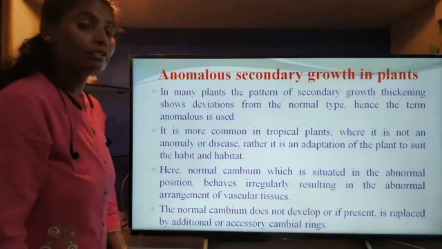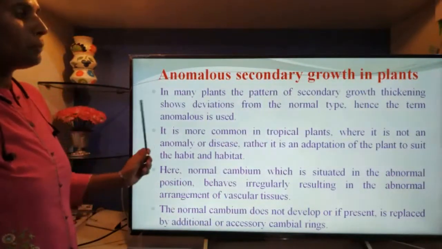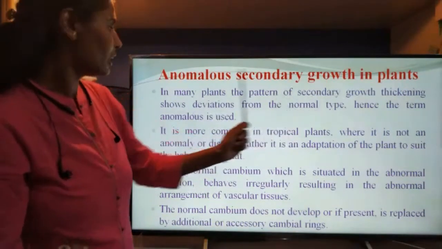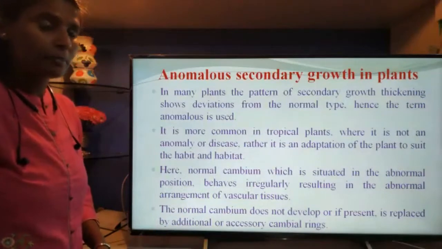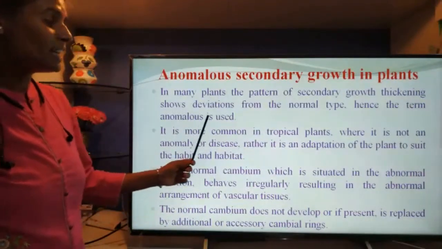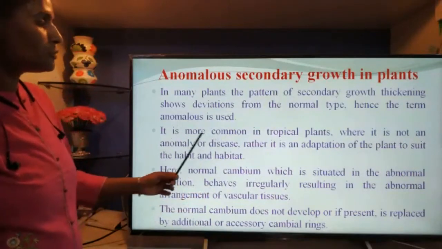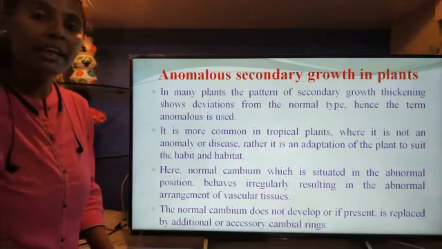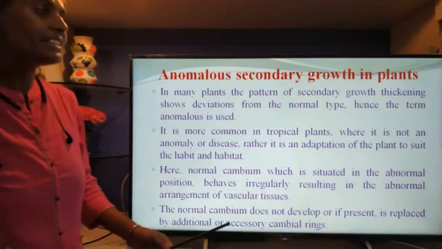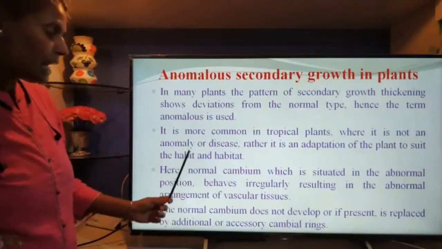So now I come to the definition of anomalous secondary growth in plants. In many plants, the pattern of secondary growth thickening shows deviations from the normal type. Hence, the term anomalous is used here, which is different from the normal growth. So, it is more common in tropical plants where it is not an anomaly or disease. Instead, it is an adaptation of a plant to that particular environmental habitat.